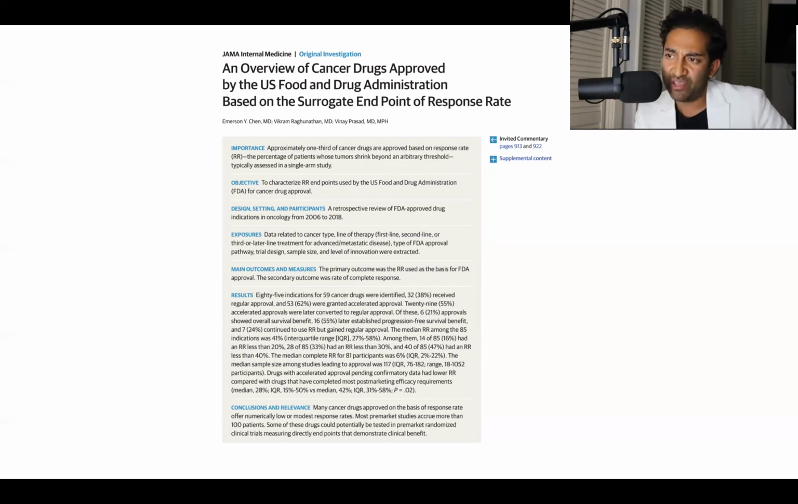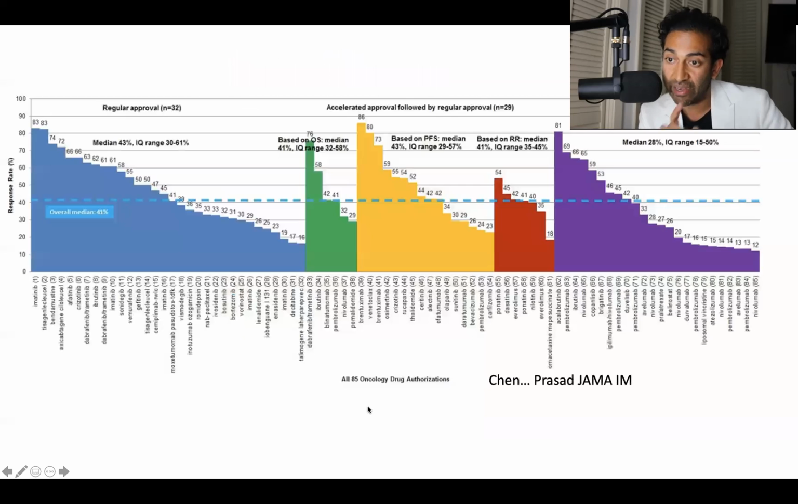This is an overview of all the cancer drugs approved by the US FDA based on the surrogate endpoint of response rate. Now, I'm not talking PFS. I'm talking response rate, 30% or more tumor shrinkage. And we're looking at all those over a period of time. I believe 2006 to 2018, but don't hold me to it. I can't remember all these different papers. I remember the key things. I don't remember the dates.